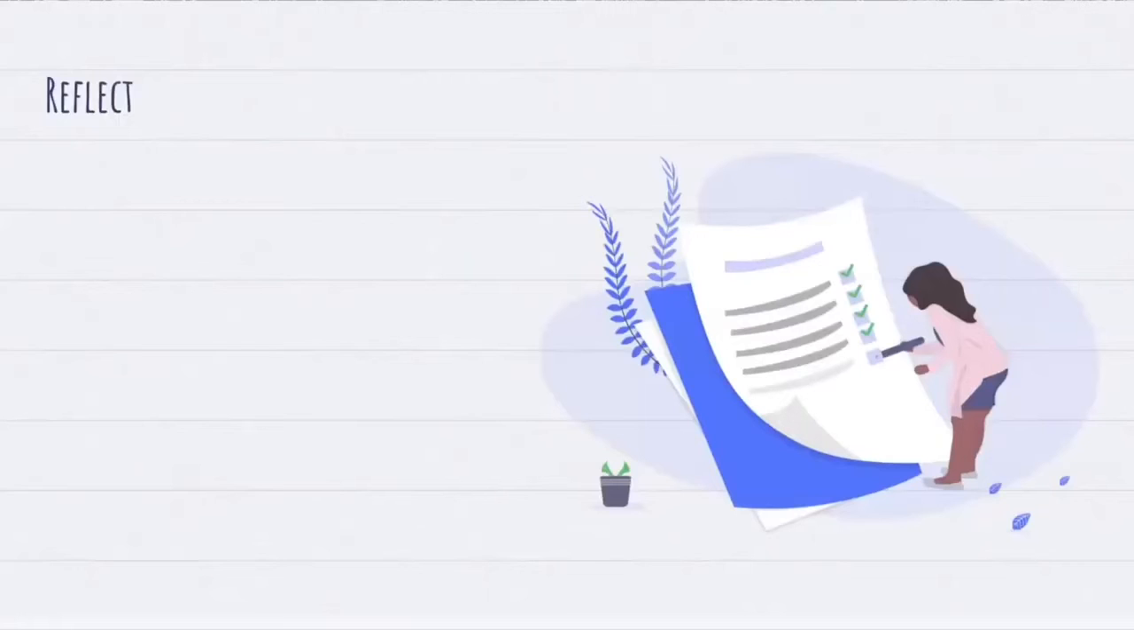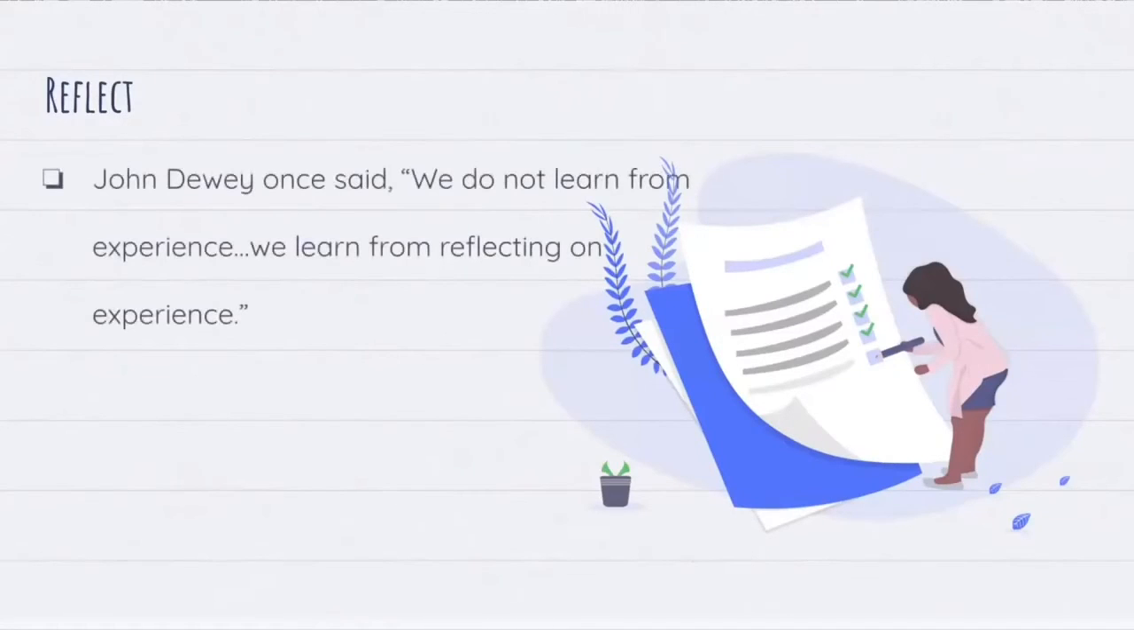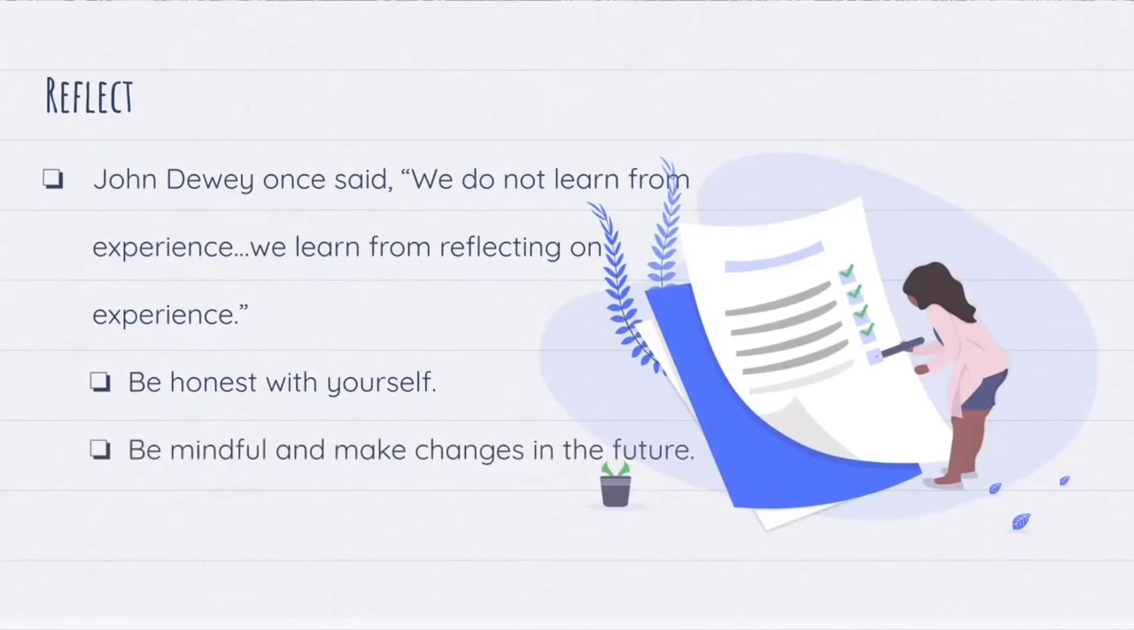Another tip is to reflect. John Dewey once said, "We do not learn from experience. We learn from reflecting on experience." So you want to be honest with yourself. This will help you become a great leader, like a teacher or a public speaker, or just basically anyone. So you want to be mindful and you want to make changes in the future.